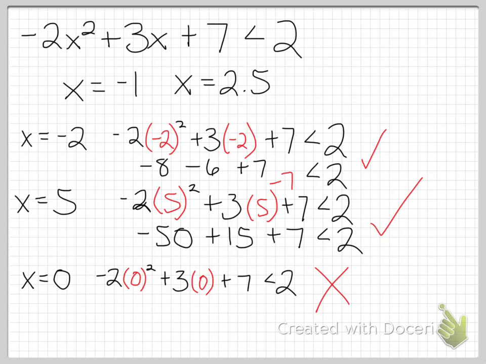So therefore, my true solutions would be any number that is less than the negative 1 or any number that is greater than the 2.5. And we want to include both of those solution sets. So our actual solution would look like x is less than a negative 1 or x is greater than the 2.5 or the 5 halves, both of those not being equal to, because the original inequality was not equal to, so it's just simply less than or greater than.